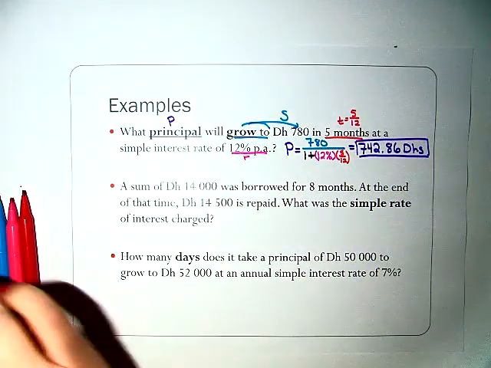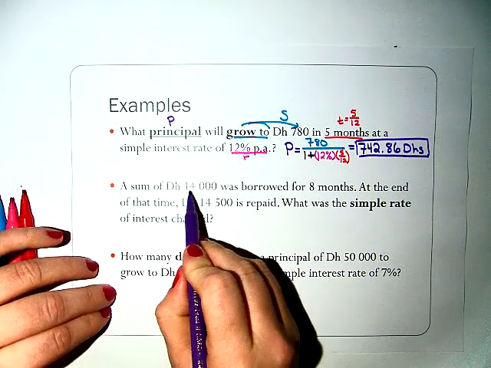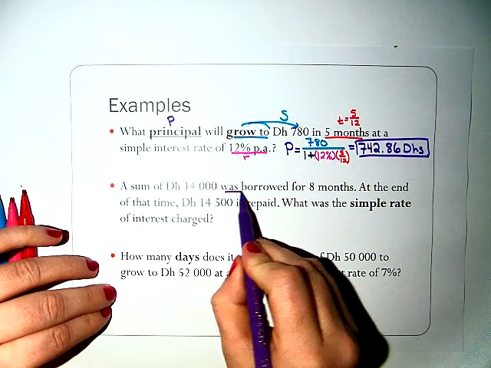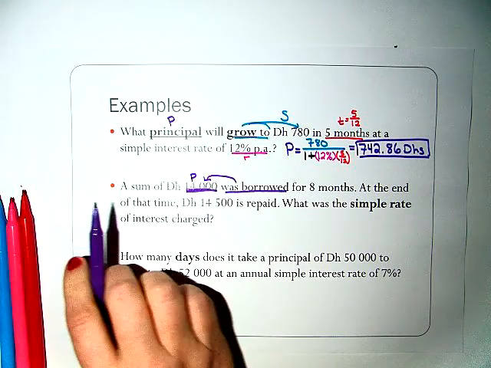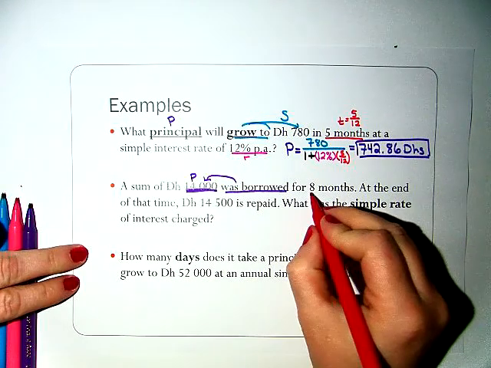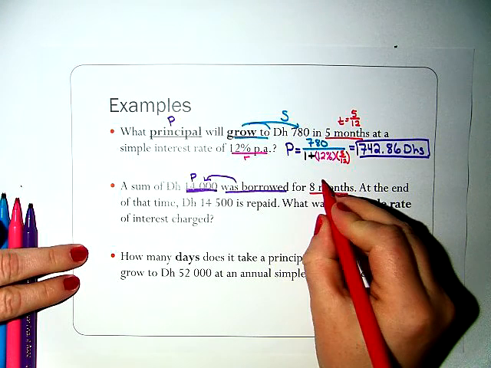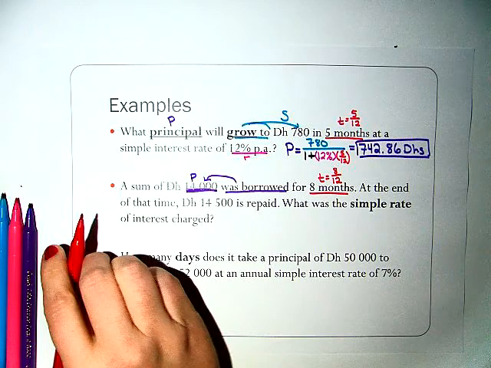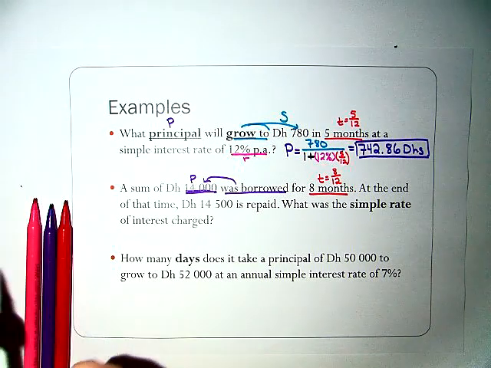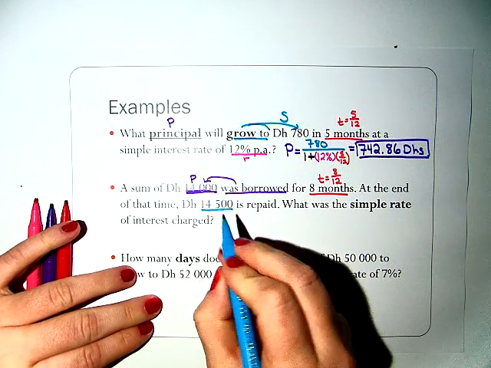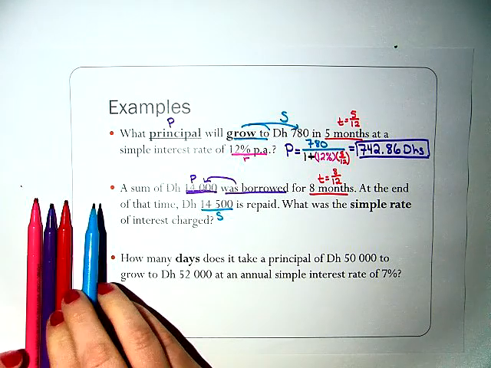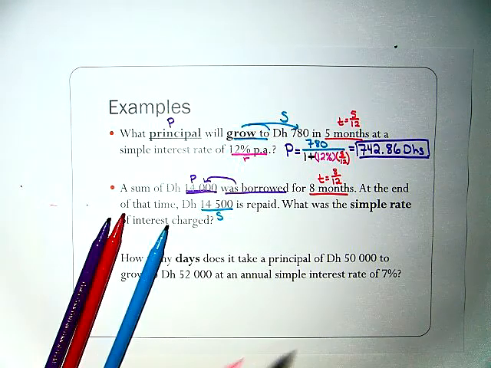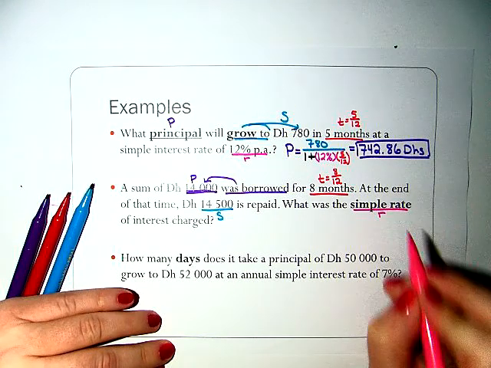Okay, let's look at the next one. A sum of 14,000 was borrowed. Was borrowed means that this is my principal. Okay, for 8 months. So our time is 8 over 12. At the end of that time, 14,500 is repaid. So this is our summative amount, our maturity value. What is the simple rate of interest charged? So we're now asking, what is my rate?